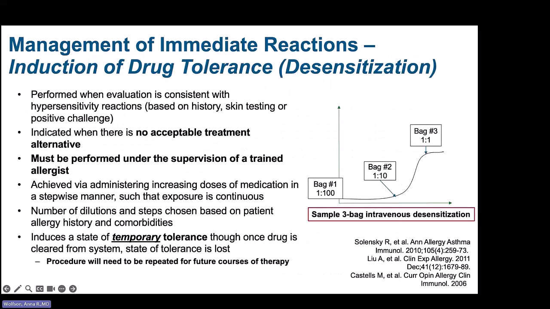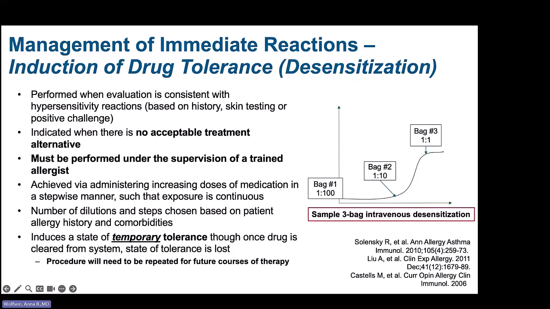And so as I slightly mentioned earlier, when we have a patient who did have an immediate reaction and we need to induce drug tolerance, we can do what we call a desensitization. We do these when the evaluation is consistent with a hypersensitivity reaction. This can be based on a history of a concerning IgE-mediated reaction, positive skin testing, positive challenge, or the other situation is a concerning enough history, especially in a sick patient.